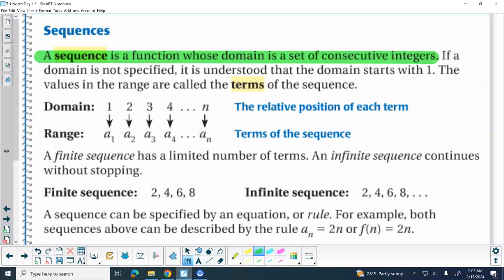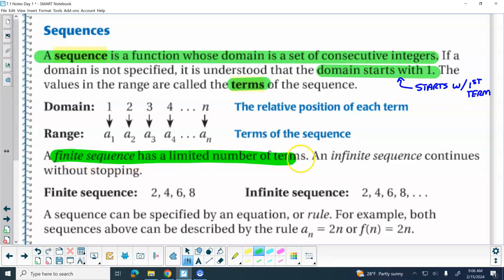Typically, that sequence starts with the first term. What that's saying is when you start your sequence, it starts with the first term. They're called terms. The values are called terms. A finite sequence has a limited number of terms. An infinite sequence goes on forever.